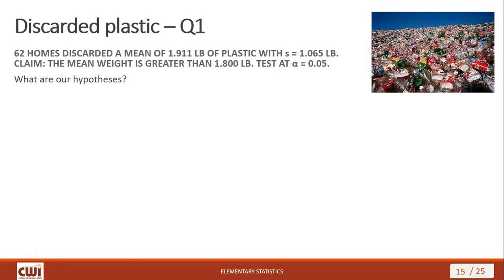First, what are our hypotheses? Well, the first thing you want to do is think of the claim that's being made. Identify the claim. So from the problem statement, we see that the mean weight is greater than 1.8 pounds. So that's going to be written symbolically as mu is greater than 1.8.